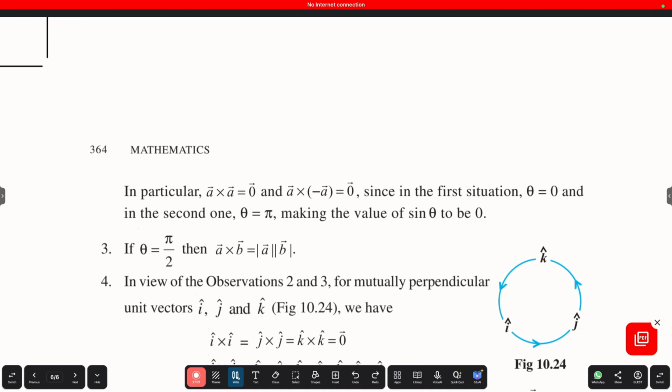In particular, A cross A is always 0, because the cross product of the same vector is always 0. You know, I cross I comes 0, J cross J comes 0. So A cross A is 0, and A cross minus A is also 0. If A cross A is 0, it means A is parallel to A, so theta is 0 degrees. If A is parallel to minus A, the direction is different, it means the angle between them is 180 degrees, pi.